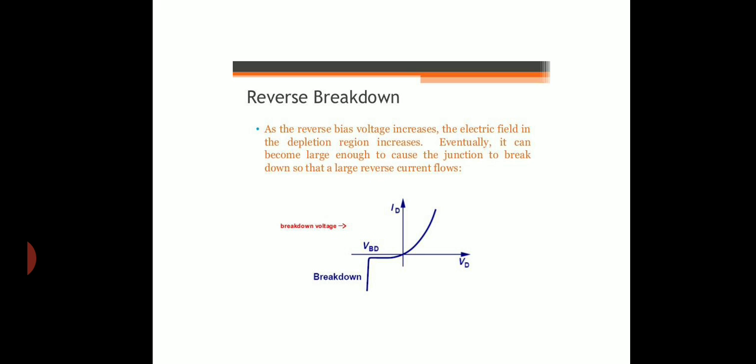Reverse breakdown. As the reverse bias voltage increases, the electric field in the depletion region increases. Eventually, it can become large enough to cause the junction to break down so that a large reverse current flows.